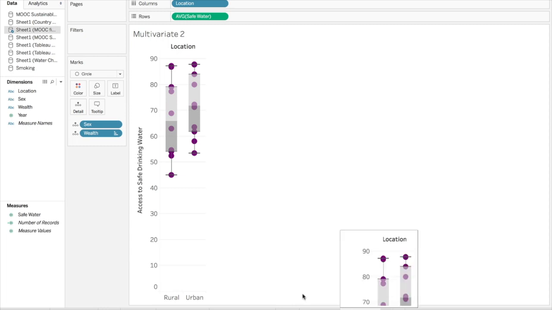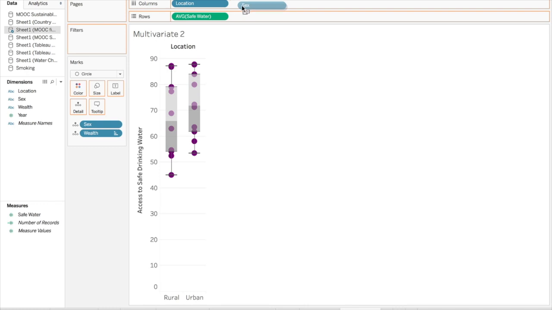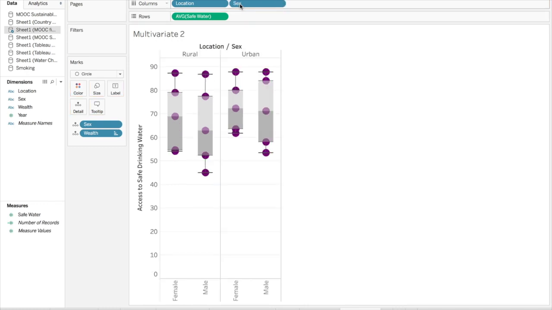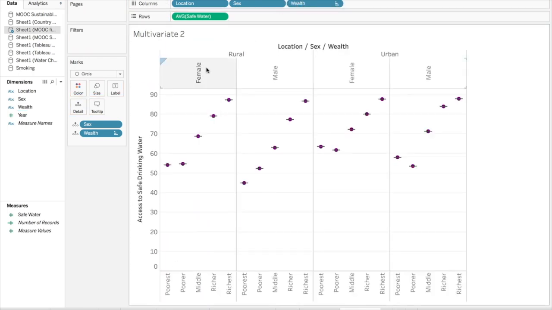This is, again, back to the box and whisker plot. This is only looking at rural and urban. Then if we want to see what it's like for men and women that are rural and urban, you can see that's looking different. And then if we want to look at females living in a rural setting, going up the wealth scale, you can tell a lot just by looking visually at this.